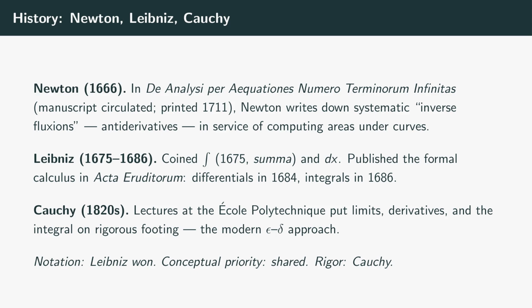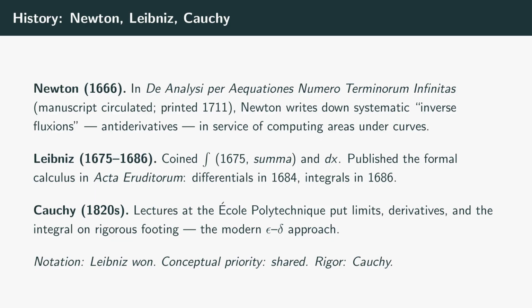A brief history. 3 names. Newton, in 1666, working at Woolsthorpe Manor during the plague years, wrote a manuscript called De Analysi per Equationes Numero Terminorum Infinitus, on analysis by equations infinite in their number of terms. The manuscript circulated privately, wasn't printed until 1711, but in it Newton systematically computes what he called inverse fluxions, what we call antiderivatives. He uses them to find areas under curves.